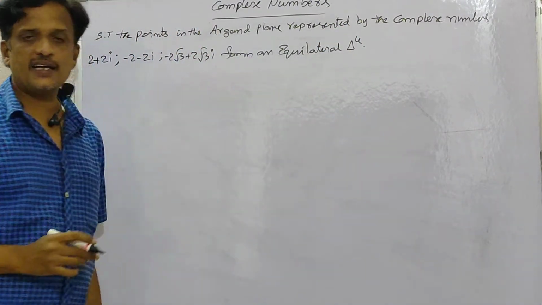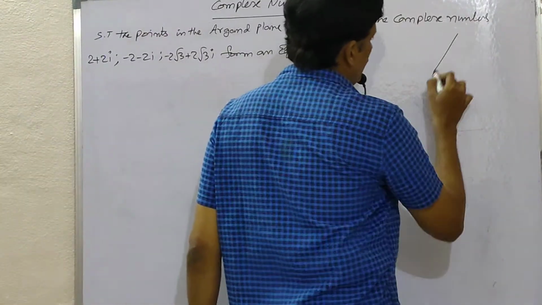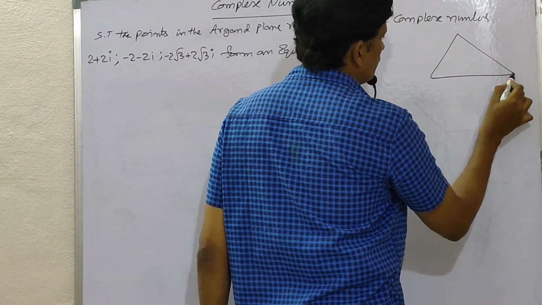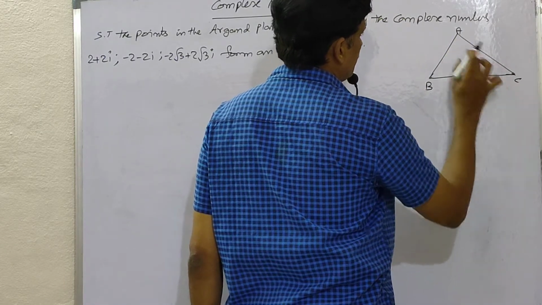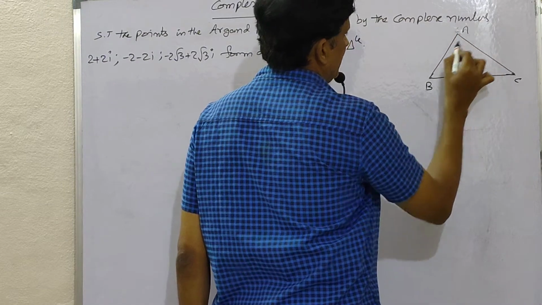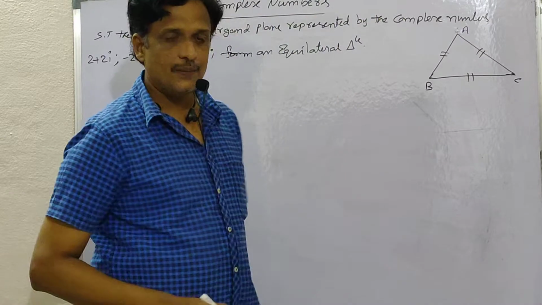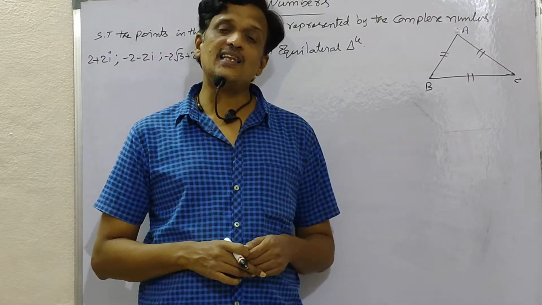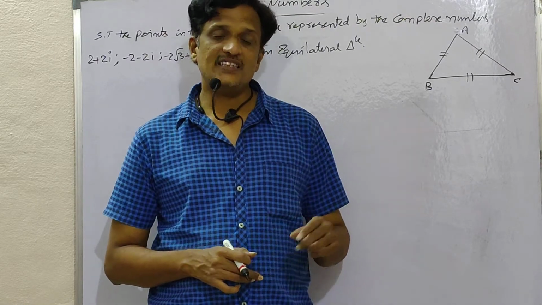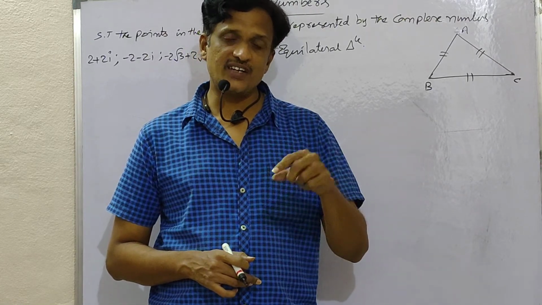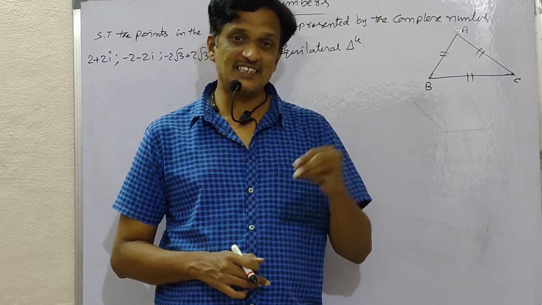Form an equilateral triangle. A triangle ABC is said to be an equilateral triangle if the three sides are of the same length. Means in an equilateral triangle, all three sides are of equal length and all three angles are also equal. The sum of all three angles of a triangle is 180 degrees, so each angle will be 1/3 of 180, that is 60 degrees.